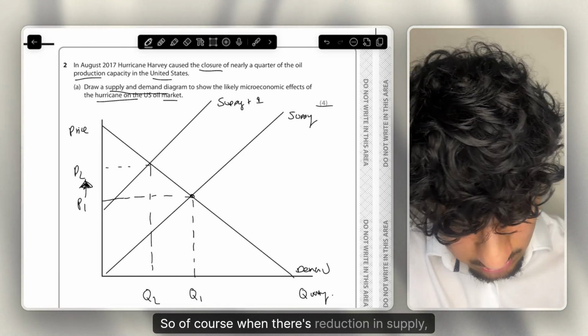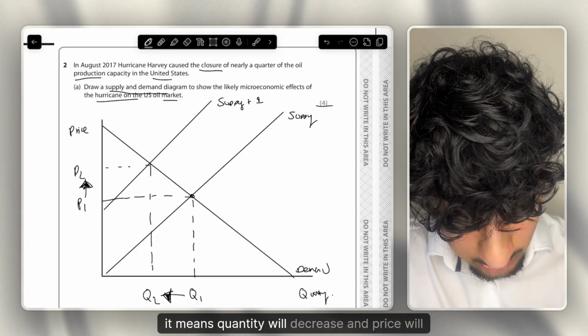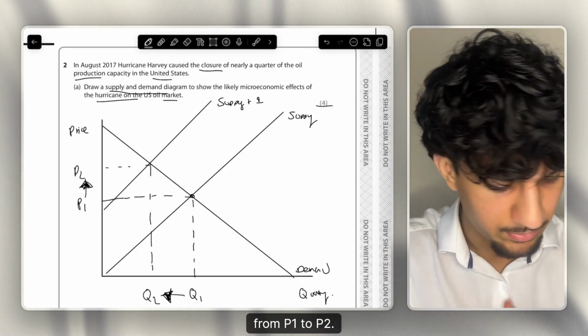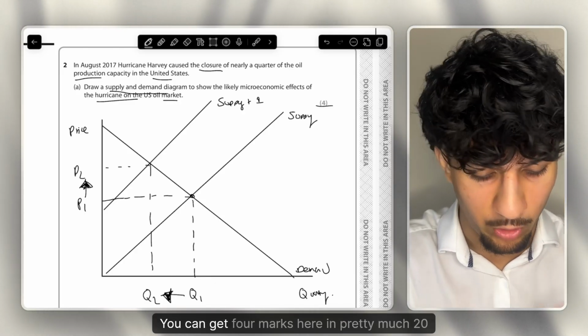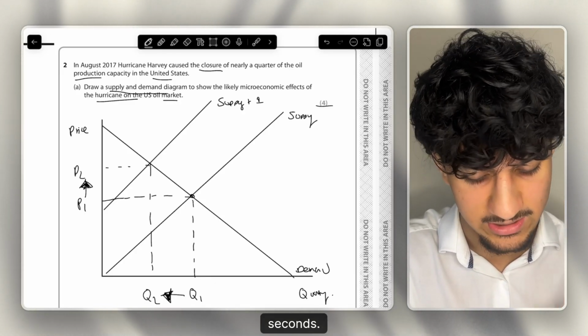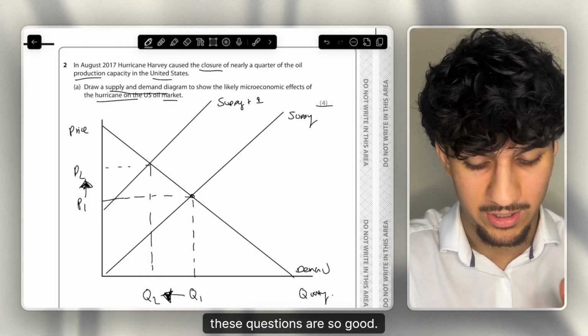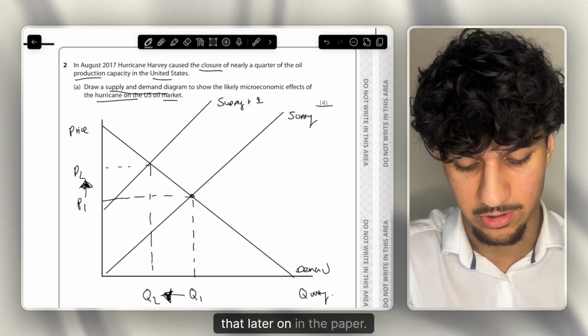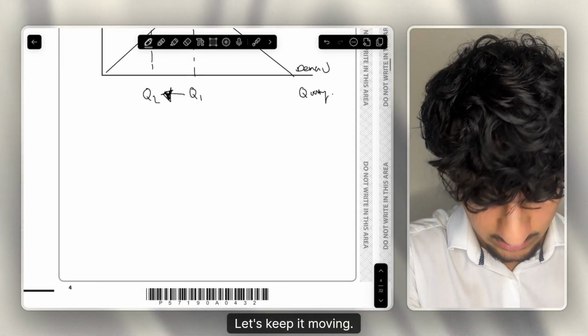When there's a reduction in supply, quantity will decrease, and price will increase from P1 to P2. That is literally it, you can get 4 marks here in pretty much 20 seconds. This is why these questions are so good, and if you get a diagram question, you should be quite happy that you can save so much time and then use that later on in the paper. Now let's keep it moving.